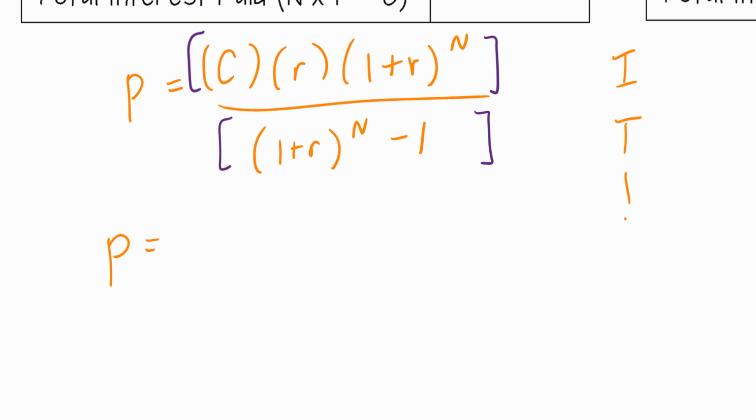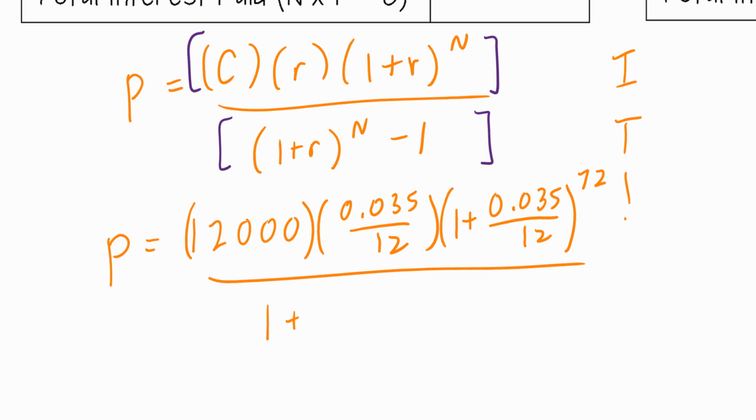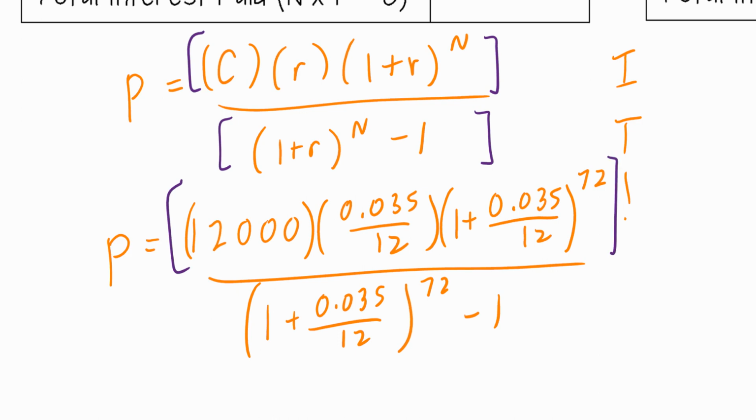Now, if we go back to the loan amount, we wrote down 12,000. And R, again, is going to be 0.035 divided by 12. Again, put the brackets around each number. Multiply by 1 plus 0.035 divided by 12 to the power of 72. Again, I think about it as 6 times 12, which is the number of payments, or the number of periods, I should say, which is 72, divided by 1 plus R, which is 1 plus 0.035 divided by 12, again to the power of N, which is 72 minus 1. Don't forget these brackets. I'm going to put them at the top and at the bottom.